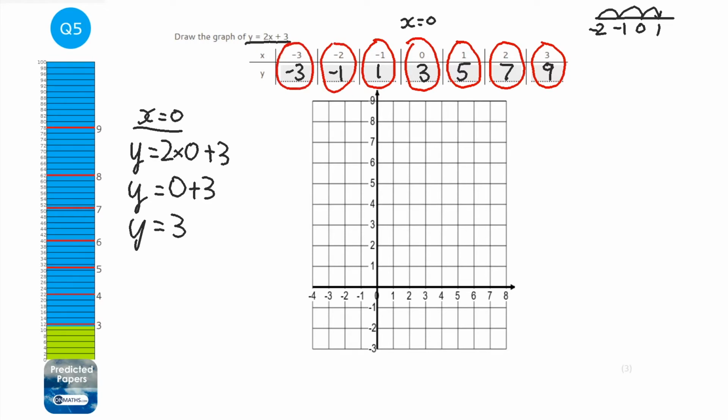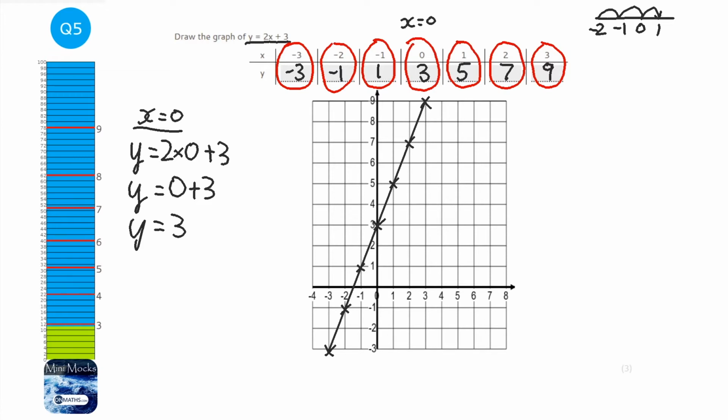The next step is to plot the coordinates on the graph. So my first coordinate is minus 3, minus 3. My next one's minus 2, minus 1. Then we've got minus 1, 1. Then we've got 0, 3. Then we've got 1, 5. 2, 7. And 3, 9. Now I want to join those up with a straight line. So let's do that now.